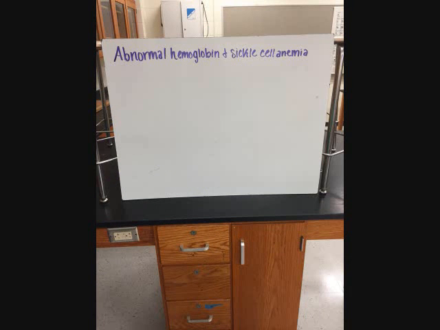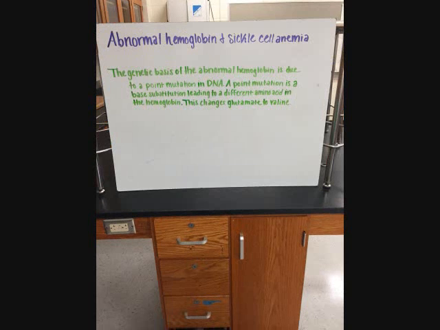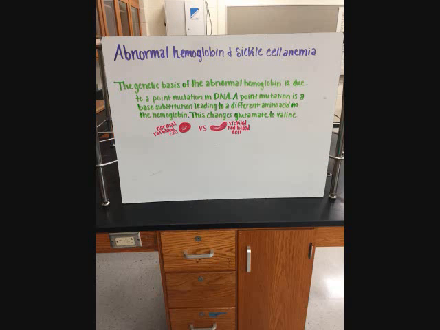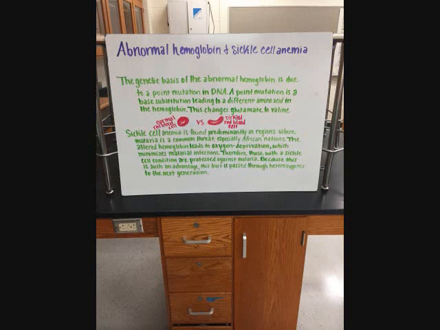Alright, so now we're going to deal with abnormal hemoglobin and sickle cell anemia, which of course is a disease. And the genetic basis of the abnormal hemoglobin is due to a point mutation in DNA. A point mutation is a base substitution leading to a different amino acid in the hemoglobin, which will code for a different protein. And the amino acid that it codes for is valine instead of glutamate. And what that does is that changes the normal red blood cell shape to be sickled because of a lack of oxygen. And sickle cell anemia is found predominantly in regions where malaria is a common threat, so a lot of tropical environments, especially African nations.